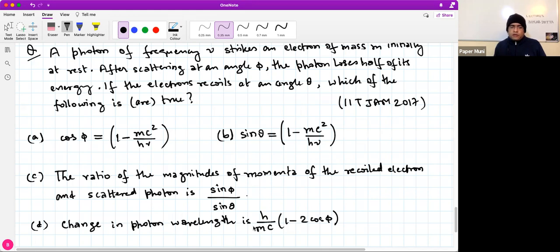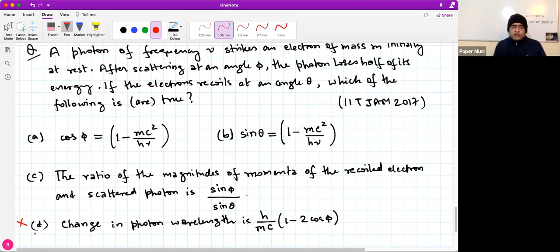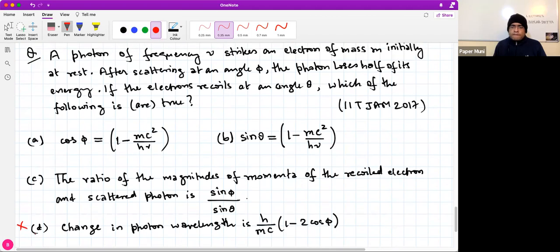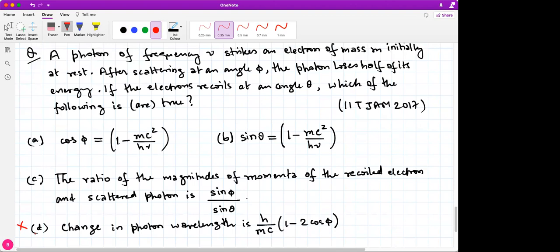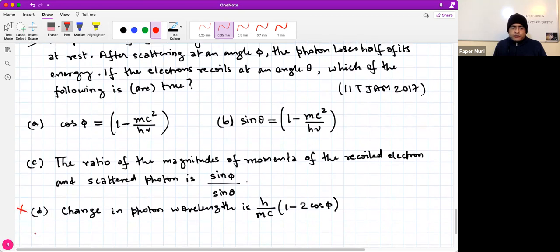Now one option is absolutely wrong just by looking at it. Which one is that, you can tell me? D. Yeah, D option is incorrect, right? This is incorrect, because if you write down the change in wavelength, now have you copied the question? You can take a screenshot if you want to. All right, and let's solve this problem.